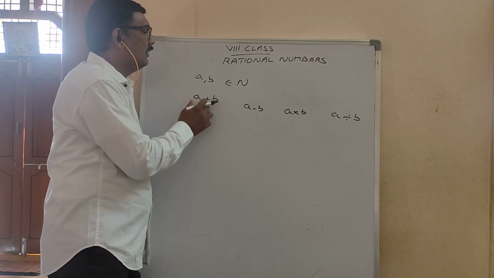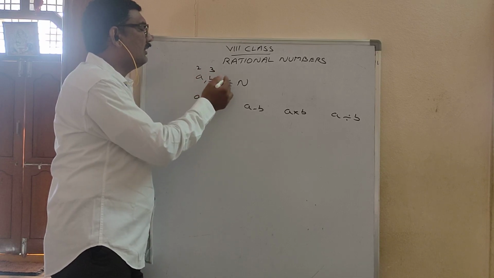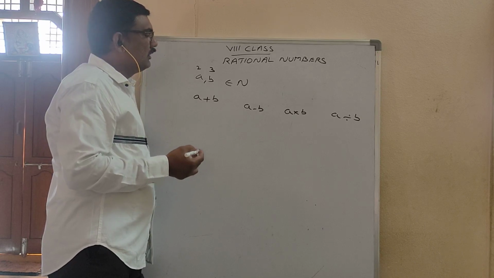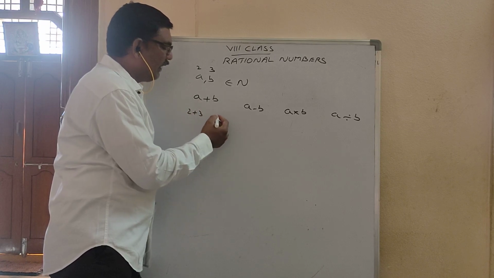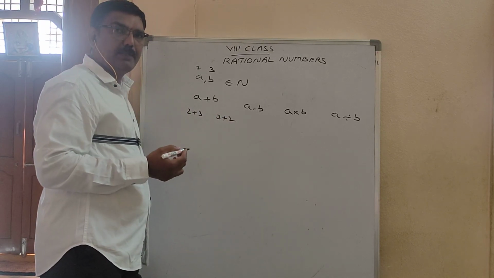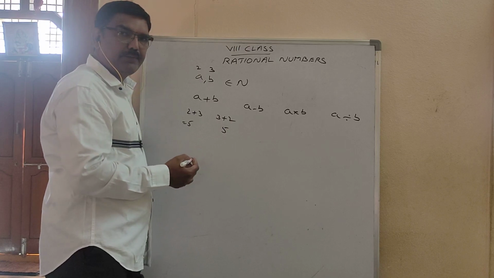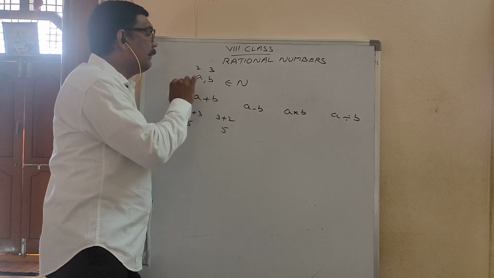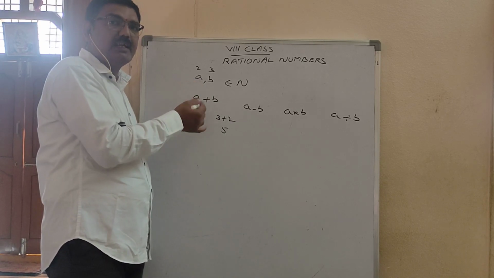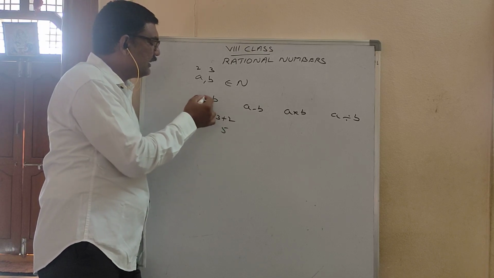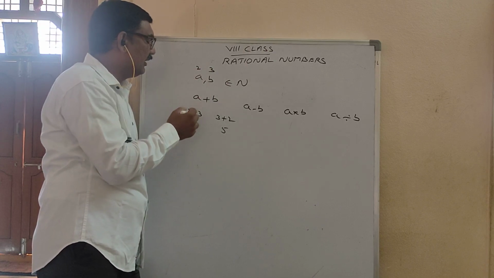A plus B. See, I am taking A as 2 and B as 3. 2 comma 3 belongs to natural numbers. So here you have to do 2 plus 3 one time, 3 plus 2 one time. The answer for 2 plus 3 is 5, and 3 plus 2 is also 5. Means A plus B and B plus A, you got the same. So if A plus B is equal to B plus A, then the commutative property is satisfied under addition.